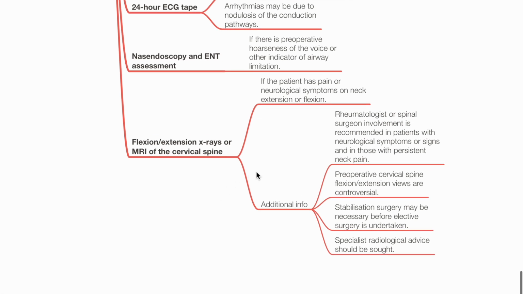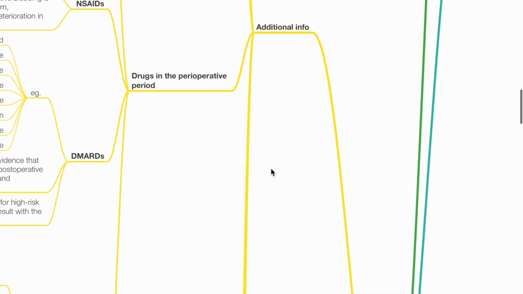Rheumatologist or spinal surgeon involvement is recommended in patients with neurological symptoms or signs and in those with persistent neck pain. Pre-op cervical spine flexion extension views are controversial. Stabilization surgery may be necessary before elective surgery. Specialist radiological advice should be sought. Additional information.